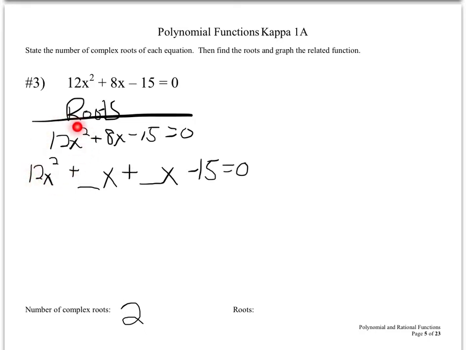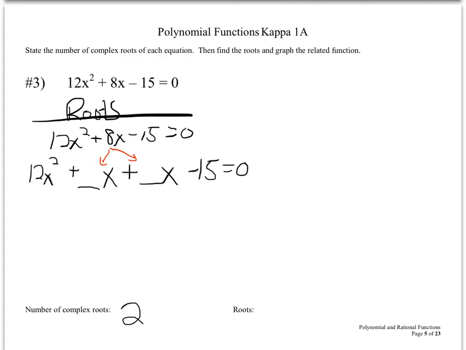Notice the first terms have stayed the same. The last terms have stayed the same. This middle term is going to get split into two separate terms. One of those being something x and one of those being something x. Don't know what they are.